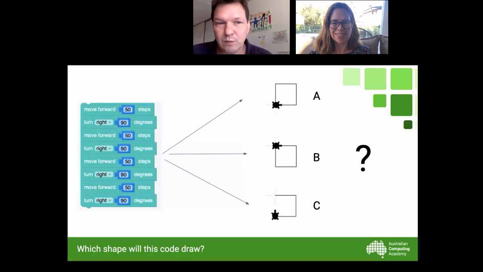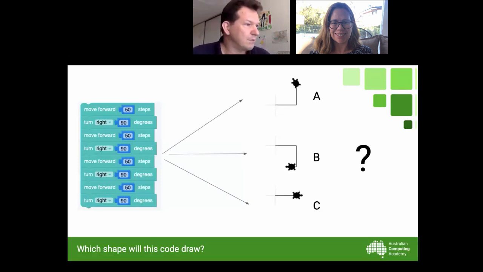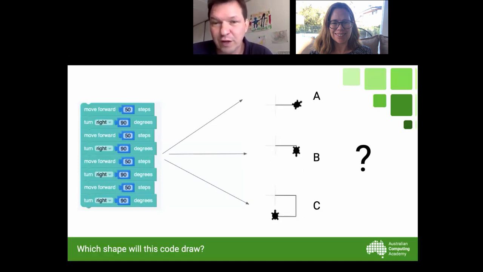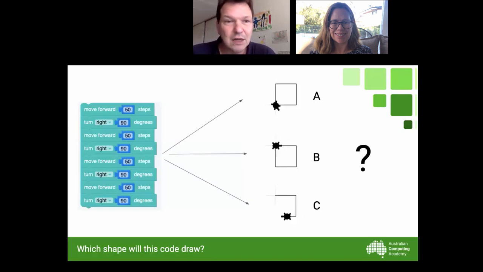Okay, so I might reveal it. We are moving forward four times. We've got some suggest A and some suggest B. No one suggested C, so that's correct because C is only just three lines. But we're drawing four lines, so it can't be C. The only difference between A and B is the direction to which we're turning. In A, we're turning left, and in B, we're turning right, from the perspective of the turtle. But our code here says that we're always turning right, and that makes B the correct answer. Well done, everyone.